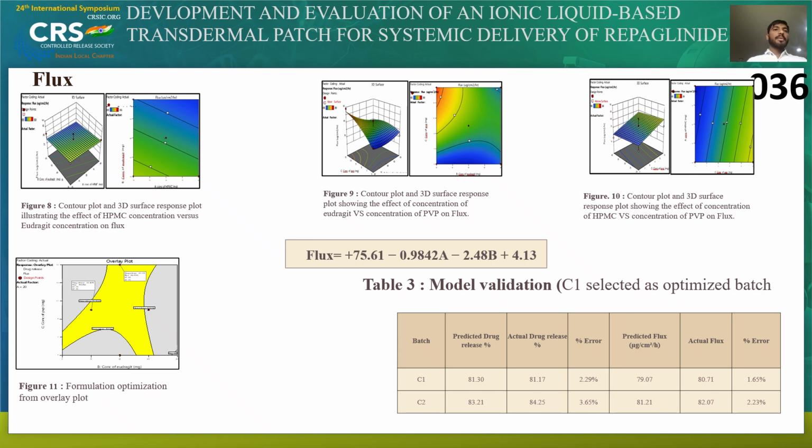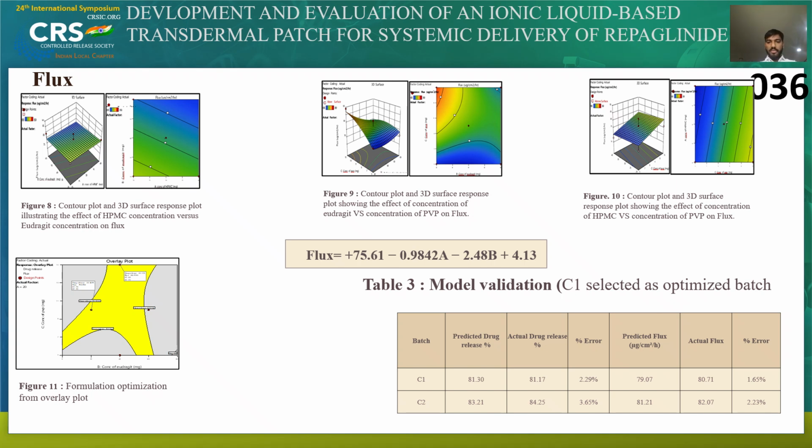Flux is the speed of drug absorption through the skin. The contour plot and 3D surface response plot illustrate the effect of HPMC concentration versus Eudragit concentration on the flux. Figure 9, Eudragit concentration versus PVP concentration on the flux. Figure 10, HPMC concentration versus PVP concentration on the flux. Figure 11, the optimization overlay plot. C1 and C2 are the optimized batches, and C1 is the selected optimized batch.